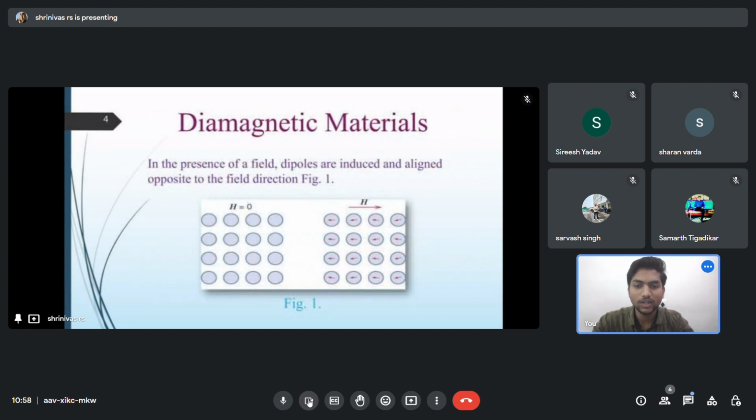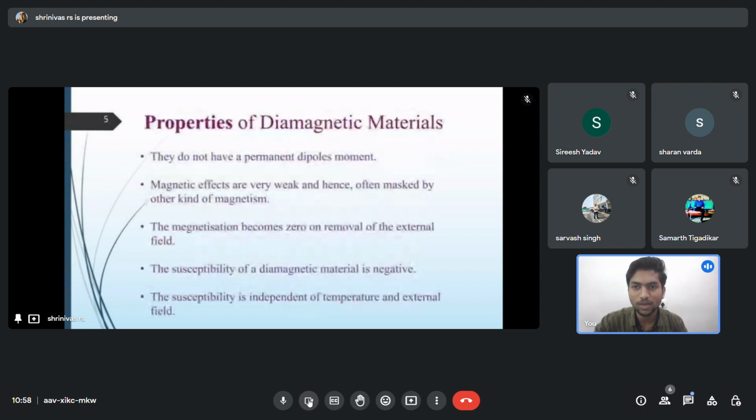Diamagnetic materials are the materials which are weakly repelled by a magnetic field. The resultant magnetic moment in an atom of a diamagnetic material is zero. Here we see some properties of diamagnetic materials. They do not have a permanent dipole moment. Magnetic effects are very weak and hence often masked by other kinds of magnetism. Diamagnetic materials are repelled by a magnet.